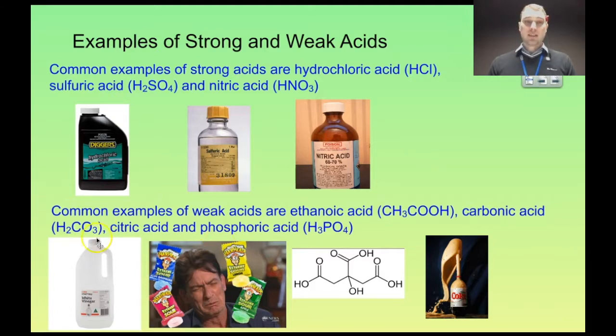Some common weak acids, we've got vinegar. So ethanoic acid in solution is vinegar. That's what vinegar is. Citric acid, which is found in lots of lollies. Phosphoric acid over here, that's present in soft drinks, as well as carbonic acid. They're both present in soft drinks. Phosphoric acid is used as a preservative. The carbonic acid, that's what you get when you dissolve carbon dioxide in water.